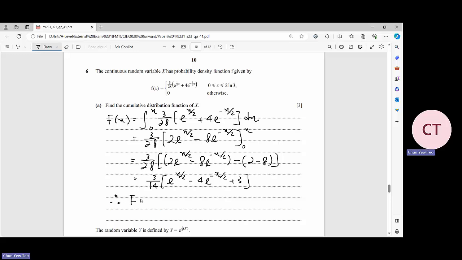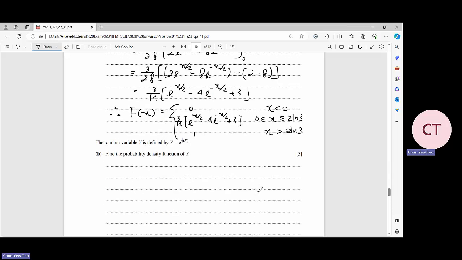So therefore, your CDF is 0 for x less than 0. This one for x greater than 2 ln 3. For x between 0 and 2 ln 3, just copy down this result inside. So your answer here will be 3/14 times e to the power of x over 2 minus 4e to the power of negative x over 2 plus 3. Okay, so that will be the answer for part A.